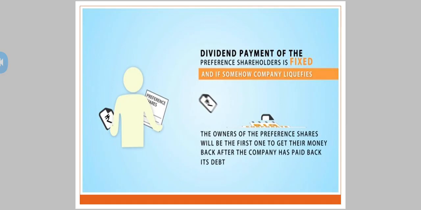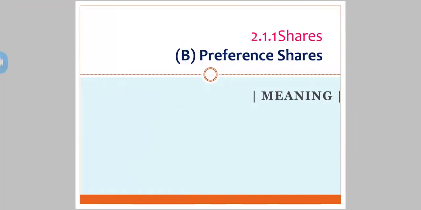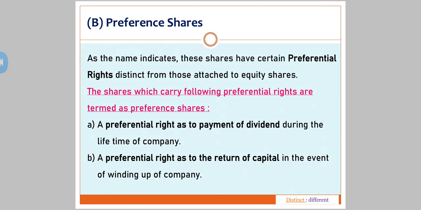Now coming to the actual meaning of preference shares. See, as the name indicates, these shares have certain preferential rights, priority rights, distinct from those attached to equity shares. The shares which carry the following preferential rights are termed as preference shares. Two most important we have already seen: a preferential right as to payment of dividend. Preferential right over whom? Preferential right over equity shareholders. A preferential right as to payment of dividend during the lifetime of the company.